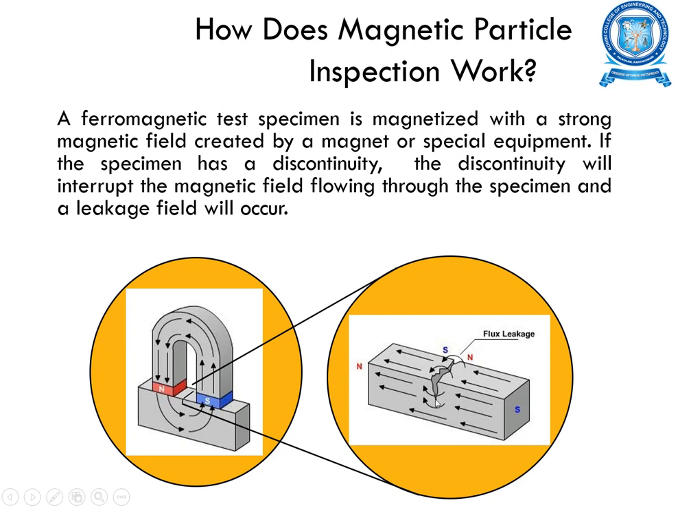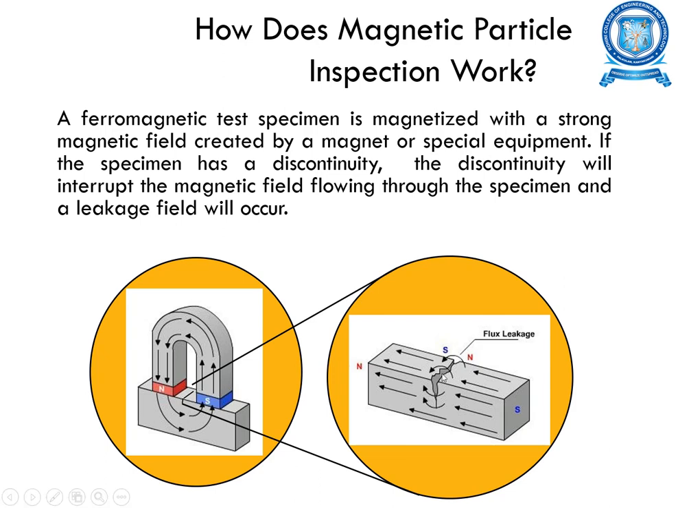And if there are any discontinuities, this part is being magnified here and you can see the crack or the discontinuities in the test specimen. If any discontinuities are present, you can see that there is a flux leakage through the specimen, and the leakage field will occur.